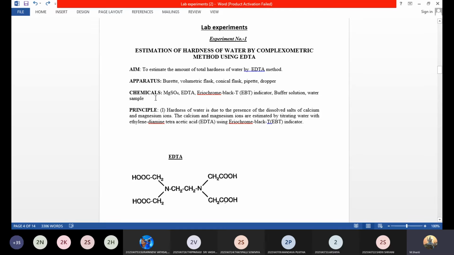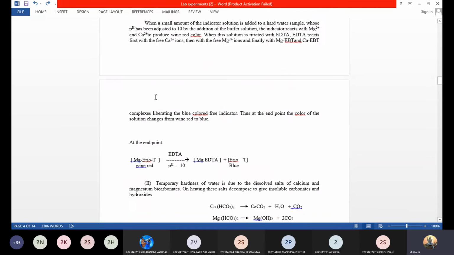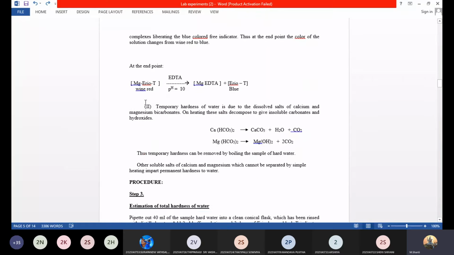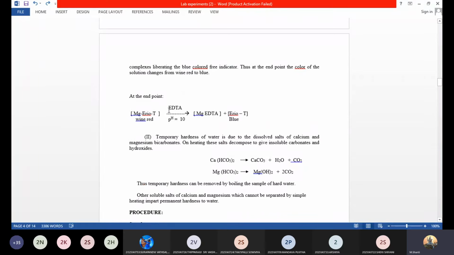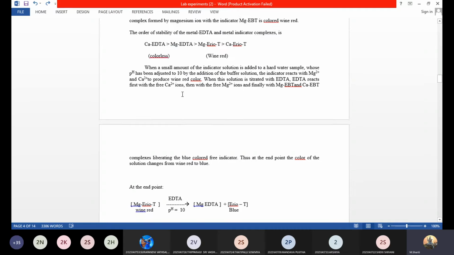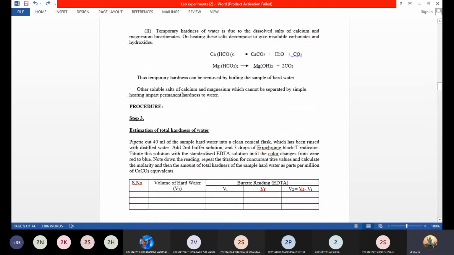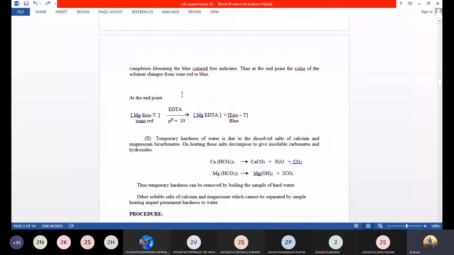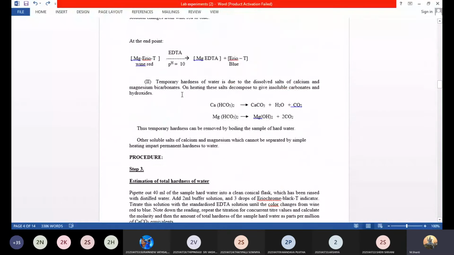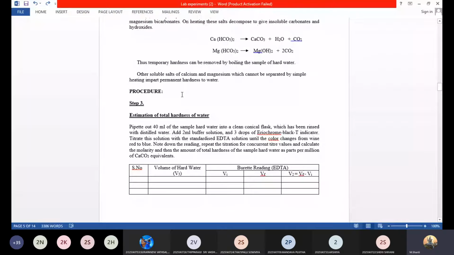Then next we come to the principle part. So you will be taking your magnesium sulfate solution in a conical flask. Okay. So I think it's not given here. Okay, I'll directly go to the procedure. Yeah. You will be taking a hard water sample.